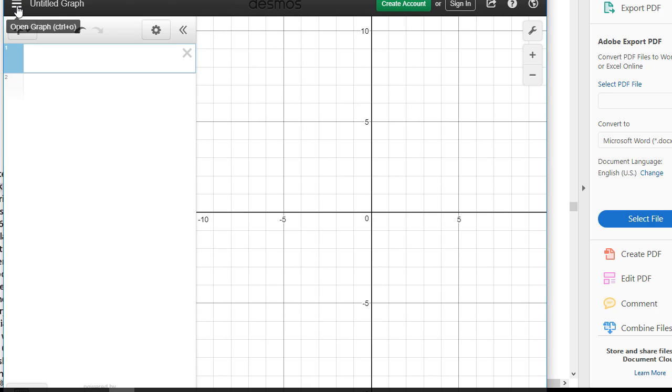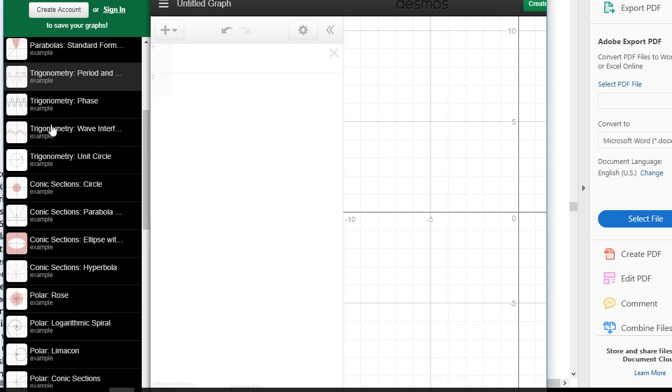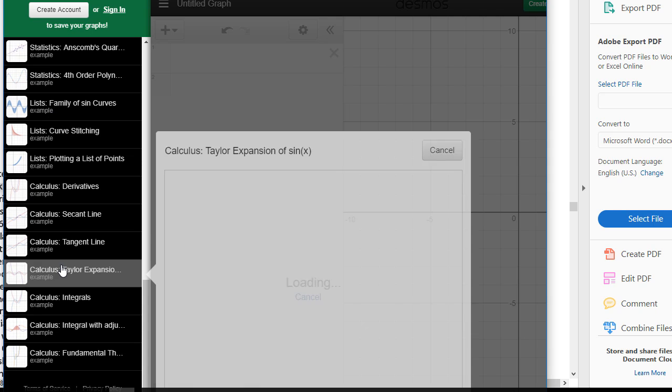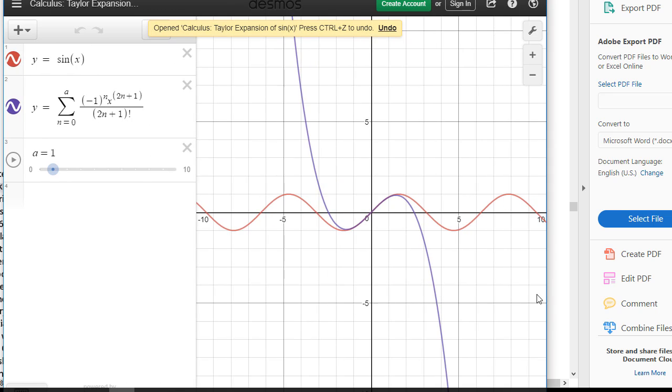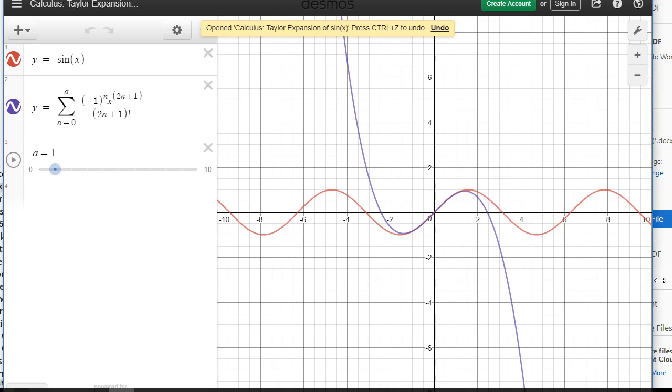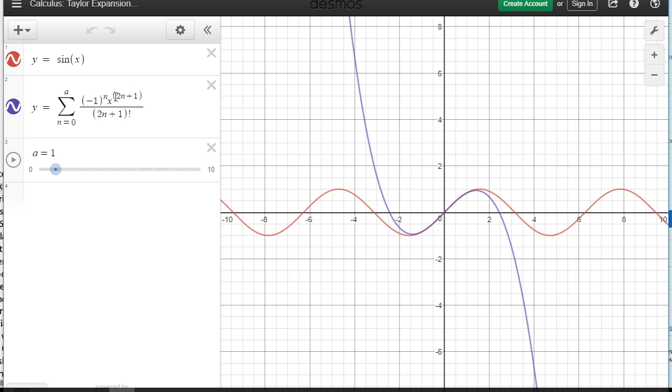In the upper left hand corner, Desmos has a bunch of pre-written examples. I'm going to scroll down and pull up the Taylor expansion and open this graph. So here's the graph that I want to look at, the graph for sine of x. Here's what it's done: it's plugged in the Taylor series, which is really the Maclaurin series, centered at 0. Here's my sine function that I'm graphing in red.